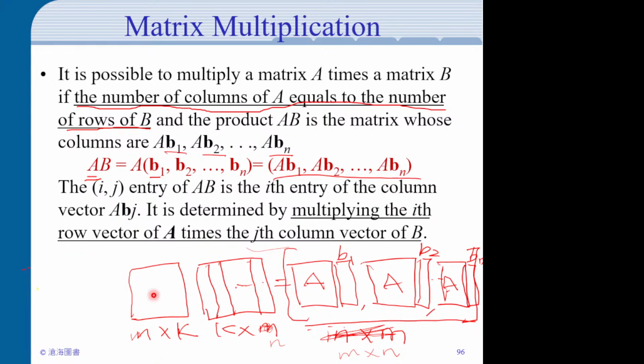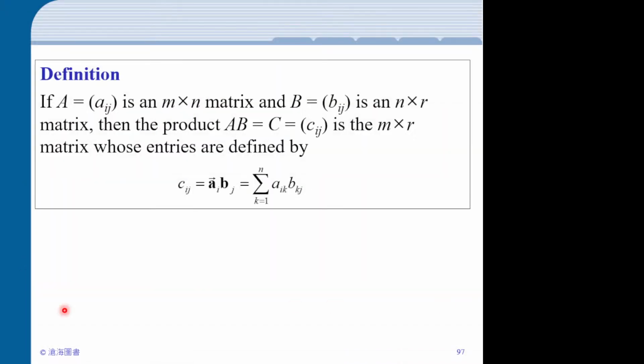And so the first column of the answer should be A times b1, and the second column should be A times b2, and so on. And this is the book definition of matrix multiplication. It's the same thing except that they write Cij for this AB.